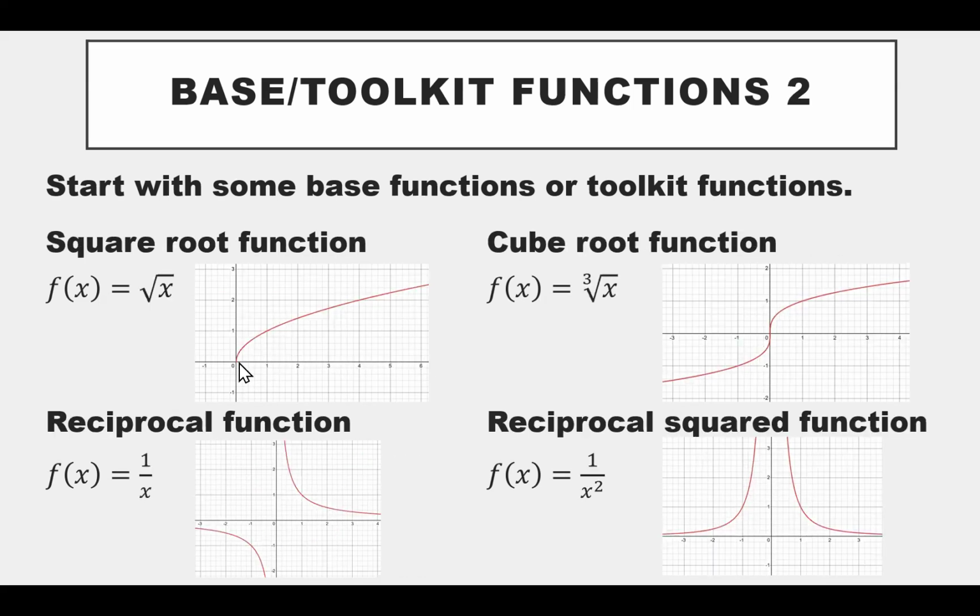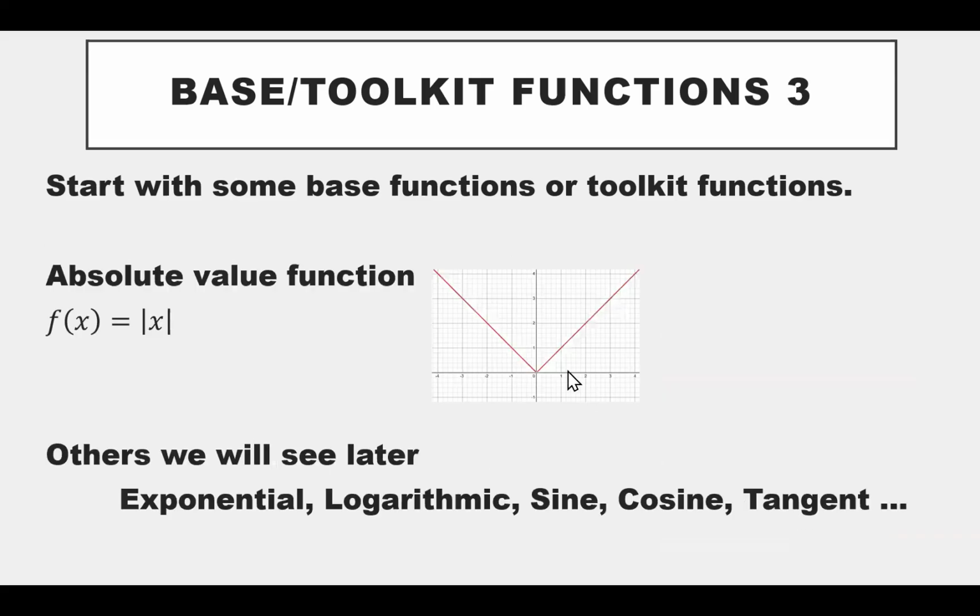My base square root function goes through (0, 0) and (1, 1). So does the cube root. So does the reciprocal function. And so does the reciprocal squared function. So does the absolute value function. Now these other ones will not necessarily go through those 2 points, but a lot of our base functions or our toolkit functions go through (0, 0) and (1, 1).